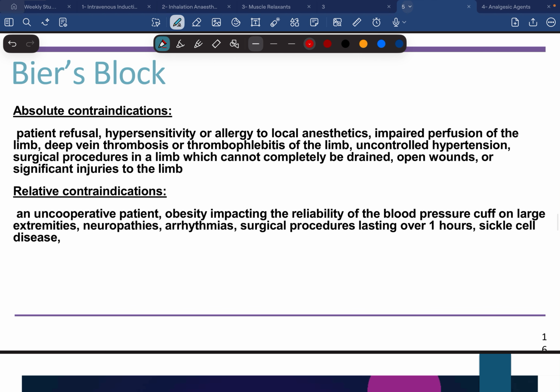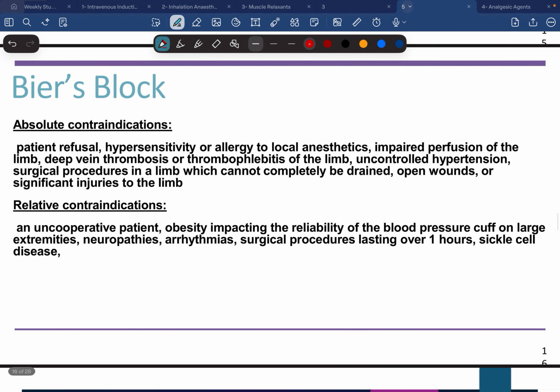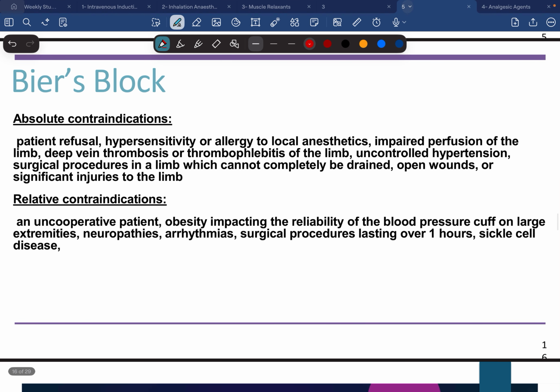Absolute contraindications, as with any other procedure: patient refusal, hypersensitivity, impaired perfusion to that limb, DVTs or thrombophlebitis, uncontrolled hypertension. Relative ones: uncooperative patients, obesity that might make the cuffs unreliable, neuropathies, arrhythmias, surgical procedures lasting over 1 hour, because the lidocaine will only last about 45 minutes, give or take.